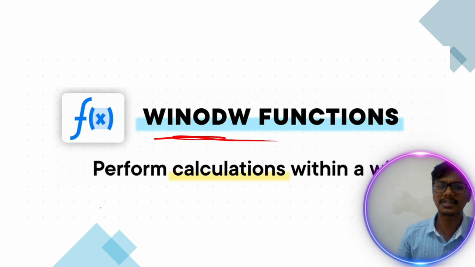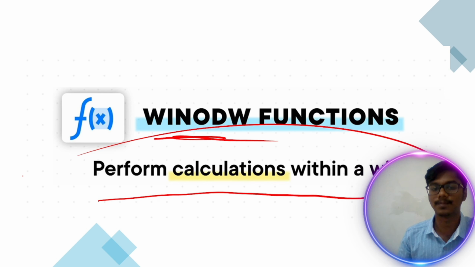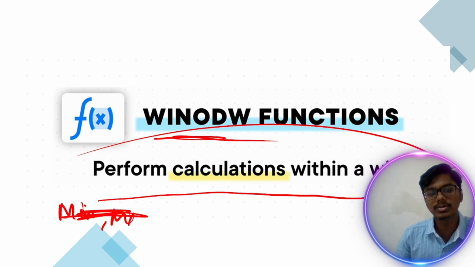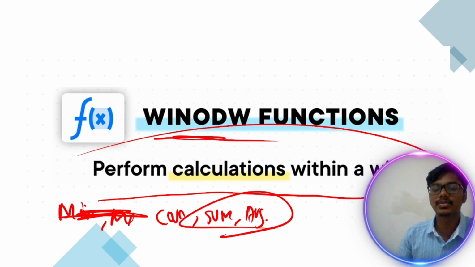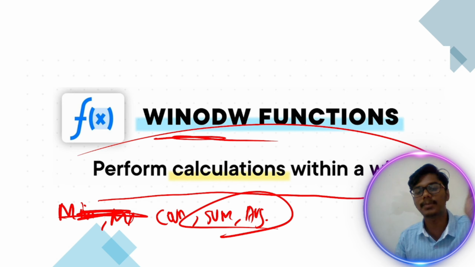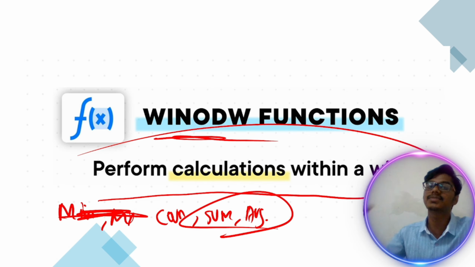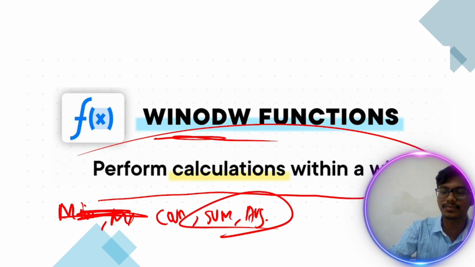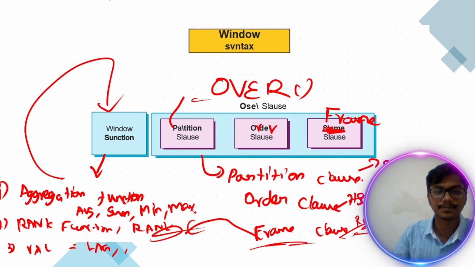A Windows function is nothing but performing the calculation within the window. Here we can use functions like min, max, count, sum, average. Likewise, we can use the calculations, right? We are going to perform the calculations within the window. That's all about the Windows function. We have completed the first category.